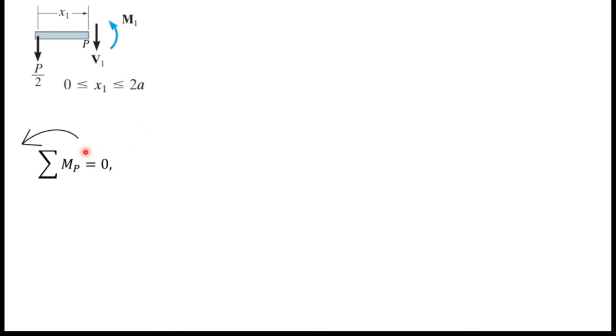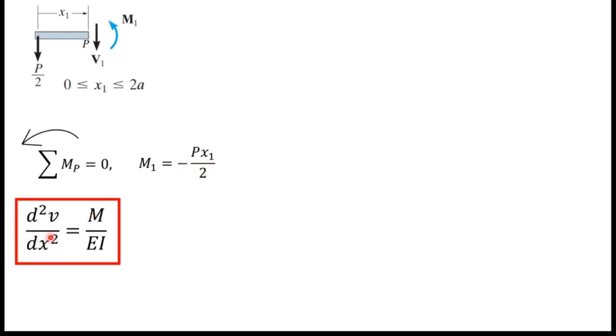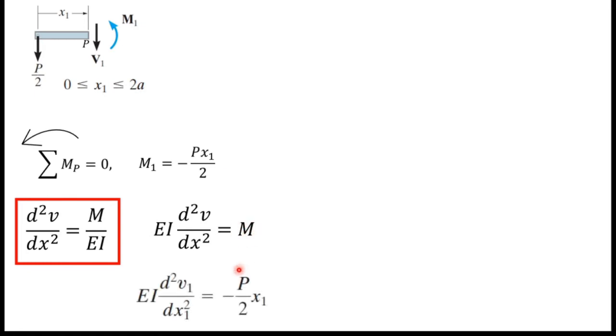Next I am going to find M1, the bending moment. For that I will take moment about point P in the counterclockwise direction. Then I will have M1 equals minus Px1 over 2. This is the equation for the method of double integration. Next I will solve this equation for the bending moment, so I will have this equation. Next I will substitute this M1 value for this capital M, so I will have this equation, and I will label it as equation 1.